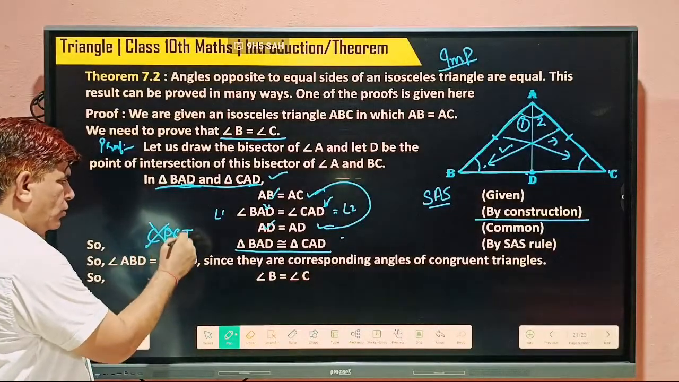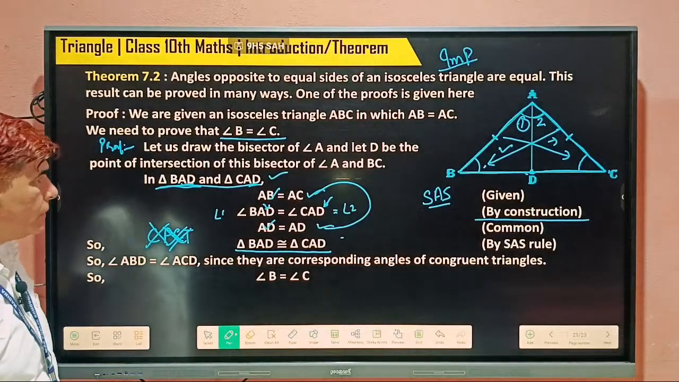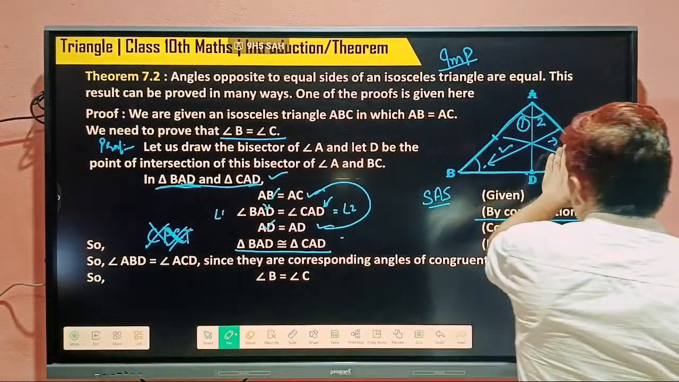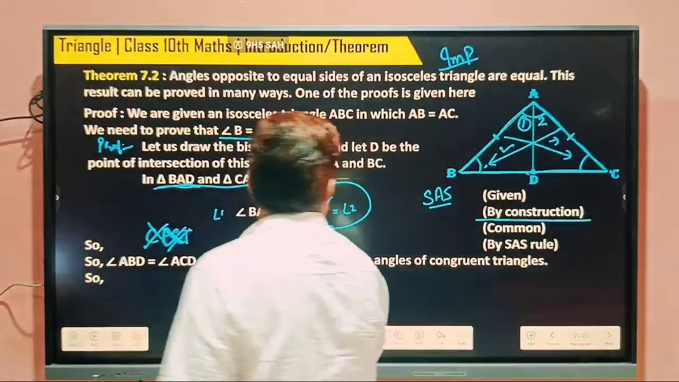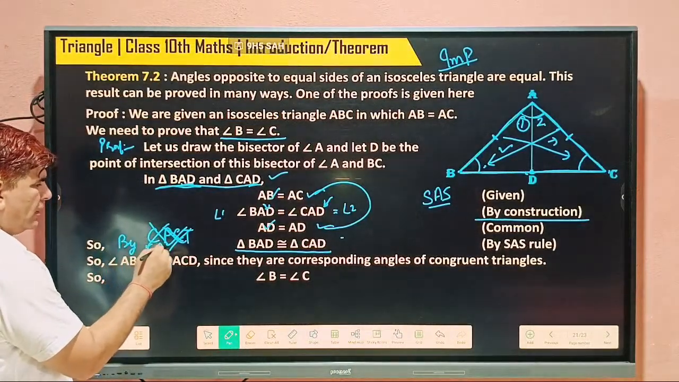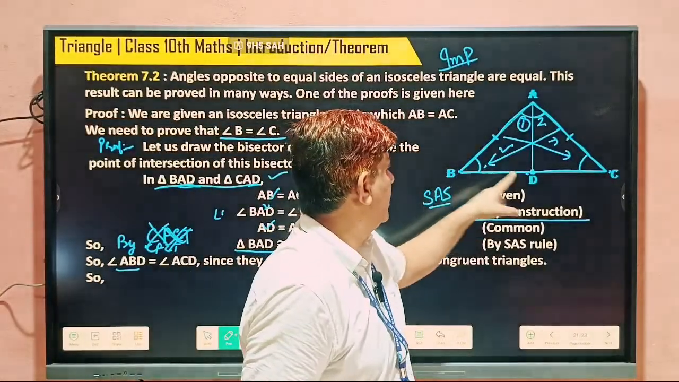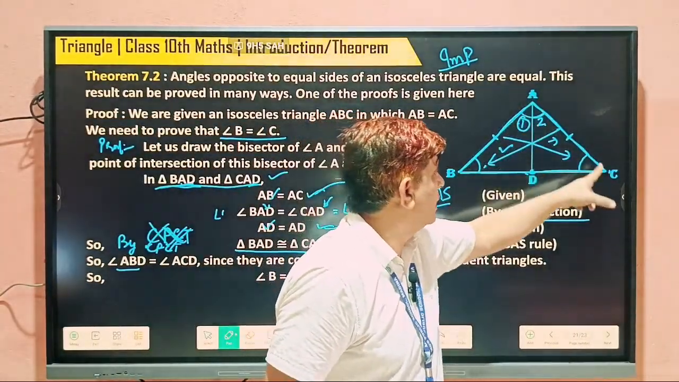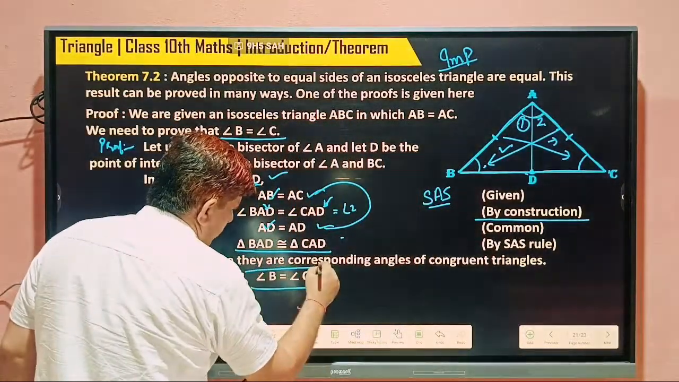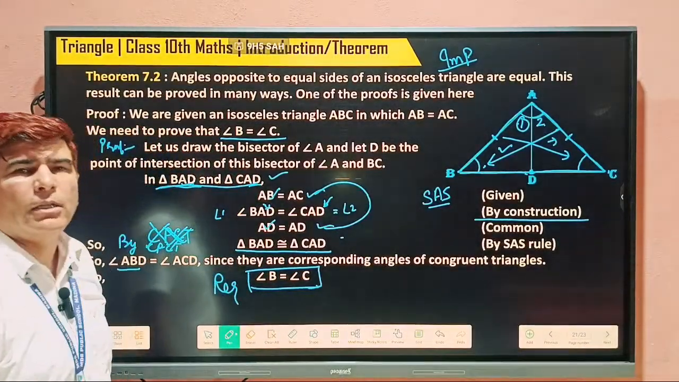These are congruent. So by CPCT, what can we say? Corresponding sides are equal. If this triangle is congruent to this triangle, then by CPCT, angle ABD is equal to angle ACD, which means angle B is equal to angle C, which is our requirement according to the question.